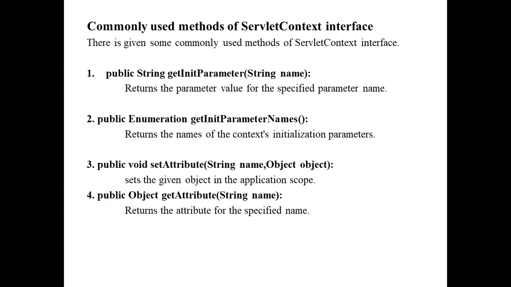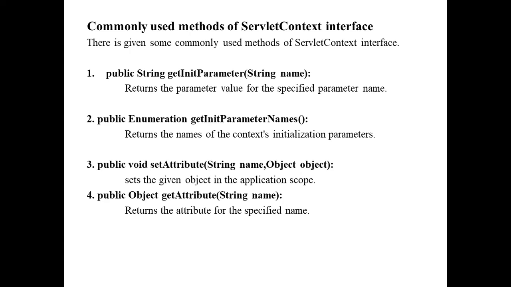Next, let's see some methods of the ServletContext interface. Given here are some commonly used methods of the ServletContext interface. First method is public String getInitParameter(String name). This method returns the parameter value for the specified parameter name. Second method is public Enumeration getInitParameterNames(). This method returns the names of the context initialization parameters.